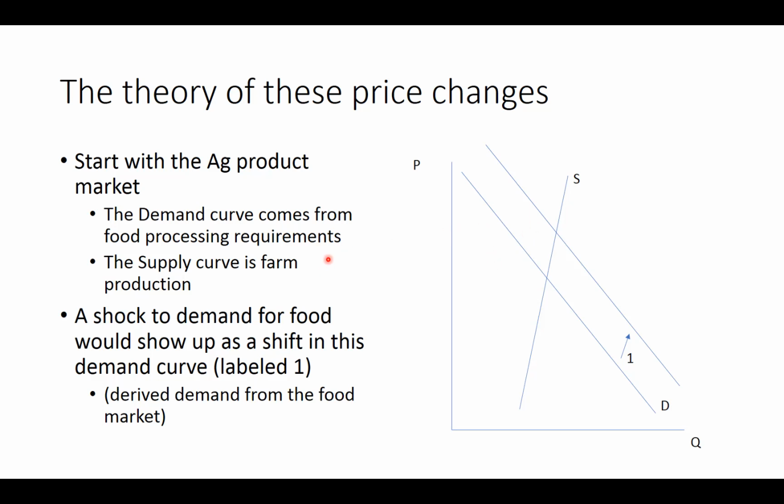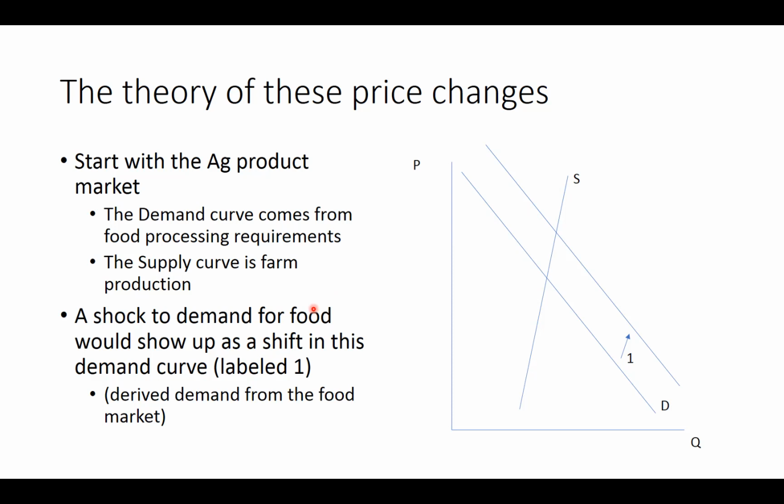Okay, so you get this demand curve that comes from the food processing requirements, right? So it's a derived demand curve. It comes from whatever the technology is to make food. The supply curve is built from farm production, so it has a supply elasticity based on how easy it is, or how price responsive farmers are.